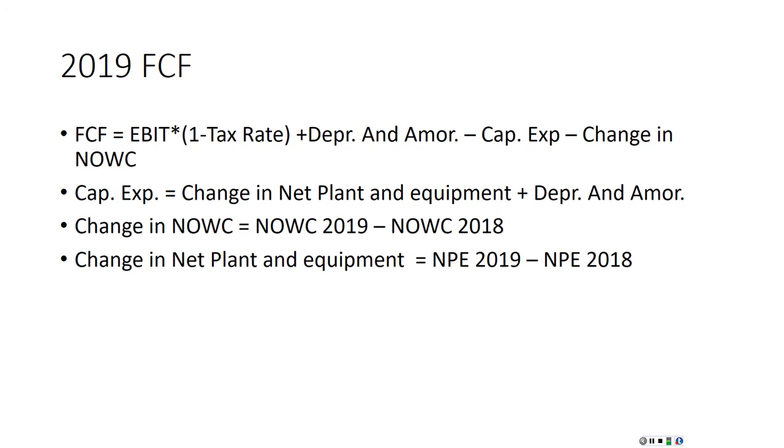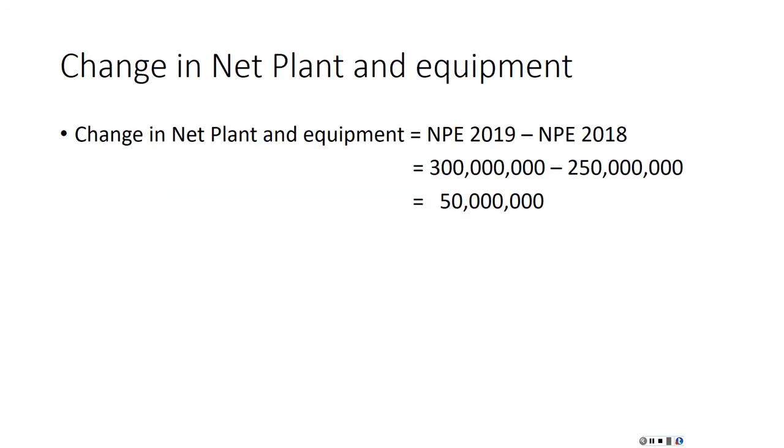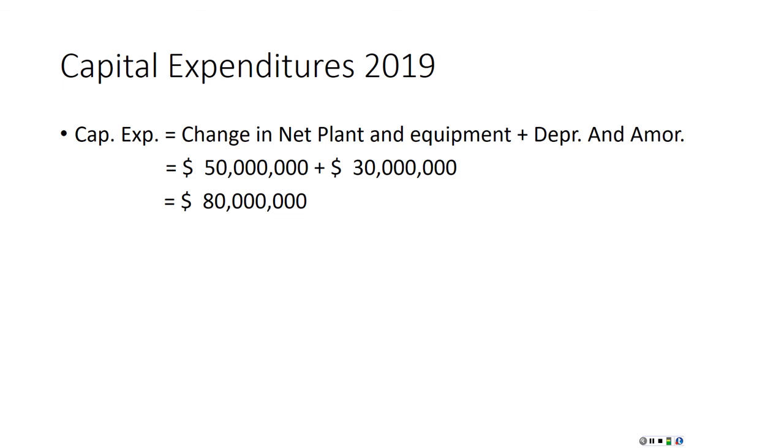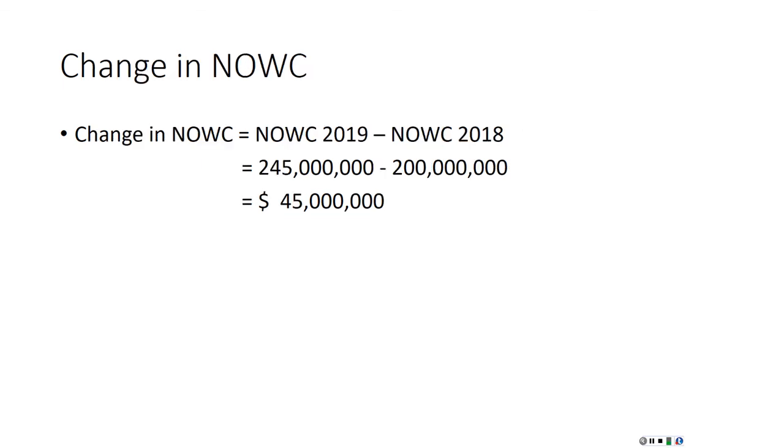And the change in net plant and equipment will be the difference in net plant and equipment between the 2 years. The change in net plant and equipment was $300 million minus $250 million for a change of $50 million. Capital expenditures in 2019 was $50 million plus depreciation and amortization of $30 million for a total capital expenditures of $80 million. Change in operating working capital was $245 million minus $200 million, which is $45 million.